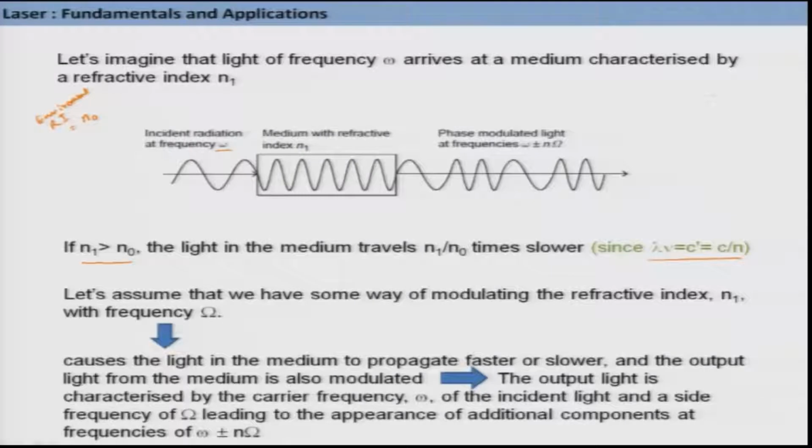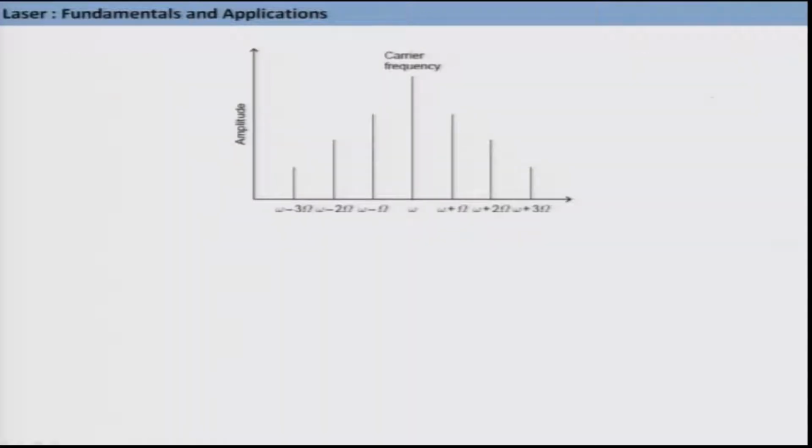So we will have several frequencies appearing in the spectrum, and they will look something like this on your screen. The central part, this omega, is my incident frequency, and this frequency is being modulated by this amount on this side. This is the upward shift, and these are the downward shift.